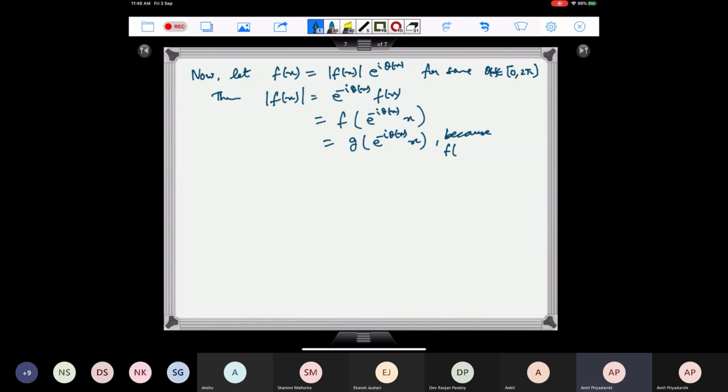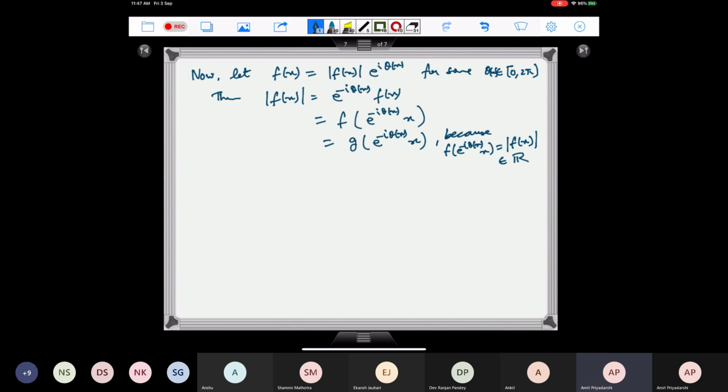f of e to the minus iota theta times x is equal to mod of f of x, that is the left hand side, which is a real number, right? So it has no imaginary part. So the imaginary part will be equal to 0. We can write this as g of this plus iota times h of this same thing. But h of that, the imaginary part, has to be 0 because this is a real number. So mod f x is equal to g of this.